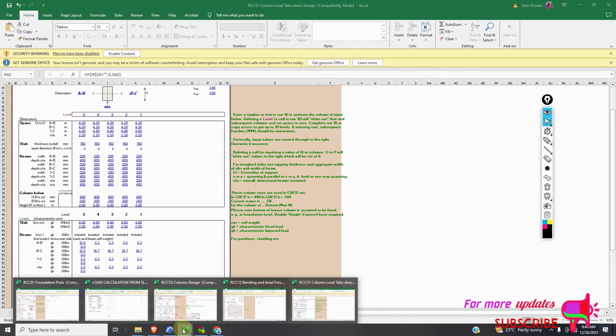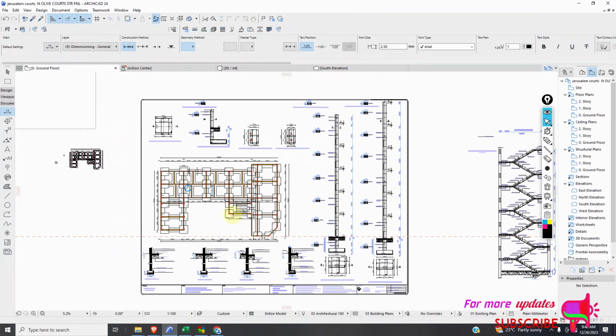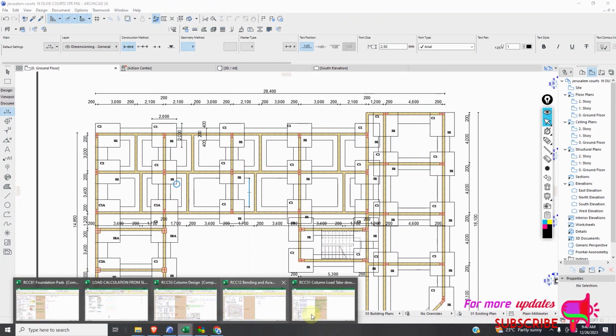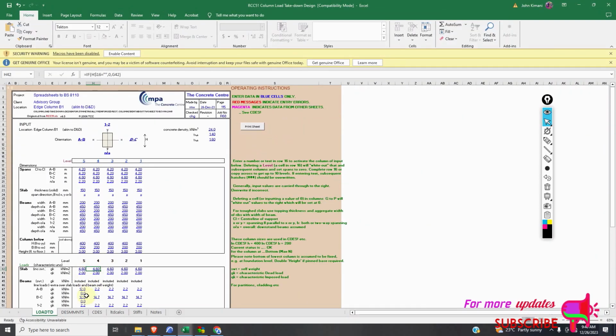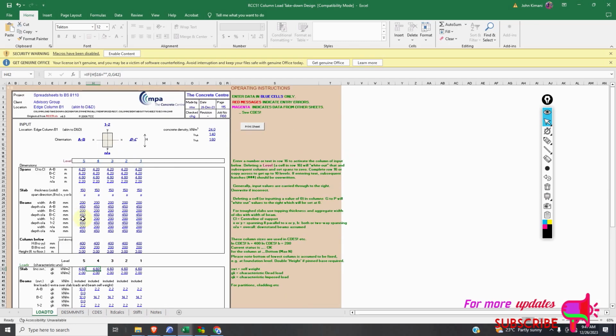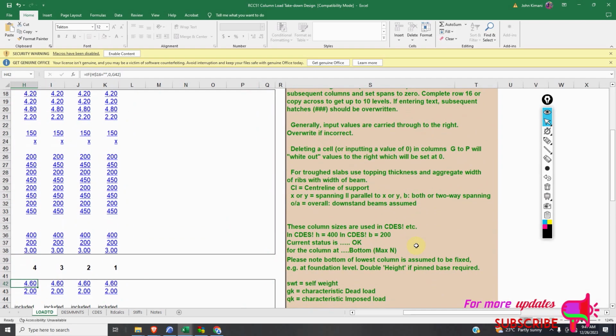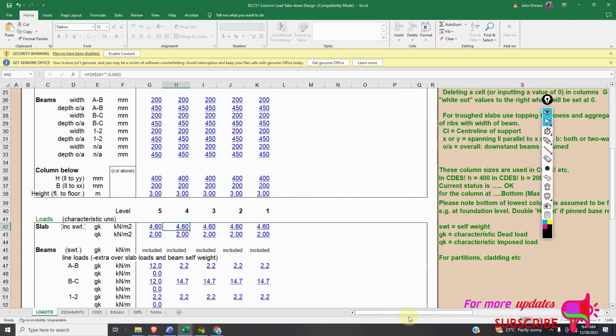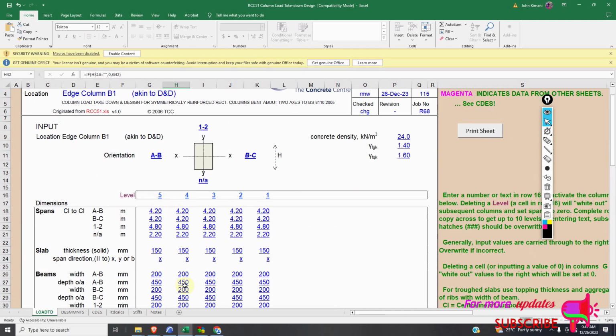So let me open the column load takedown. The column load takedown looks like this. There are several sheets, about 5 sheets. The most important are the first, the second, and the last, but the rest are for calculation. So you need to know which values we insert in this sheet. Let me increase the zoom to about 100%. So you need to know what you need to insert here.